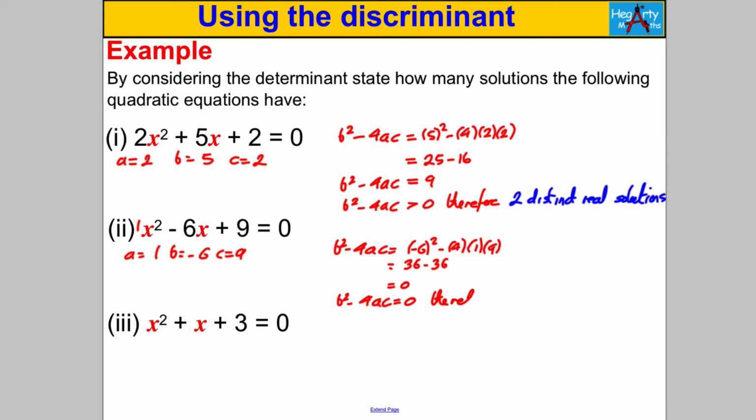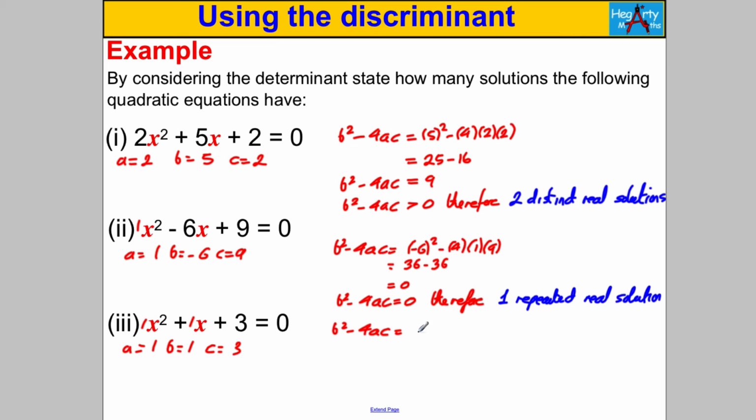Therefore, we know there's going to be one repeated real solution. And we're done. We haven't even had to work out any solutions. And here, there's a hidden 1 there and hidden 1 there. So what have we got ourselves? We've got ourselves that a is equal to 1, b is equal to 1, and c is equal to 3 here. So let's work out, in this case, b squared subtract 4ac.